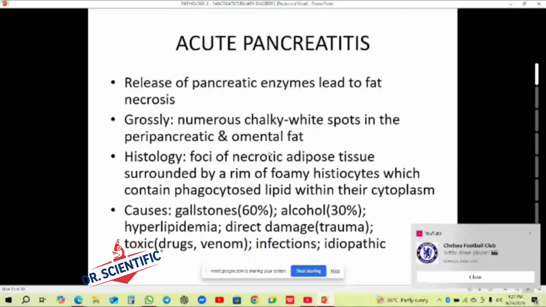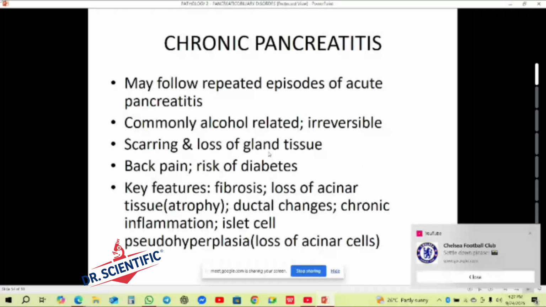Of course, we have chronic pancreatitis that can follow repeated episodes of acute pancreatitis. So if there are repeated episodes of acute pancreatitis, then it's likely to lead to chronic pancreatitis. Most of these chronic pancreatitis cases tend to be alcohol related and tend to be irreversible. So at this point, you cannot reverse the damage. And usually there will be a lot of scarring and loss of gland tissue. The cells of the pancreas are usually destroyed, and then there's a lot of scarring.